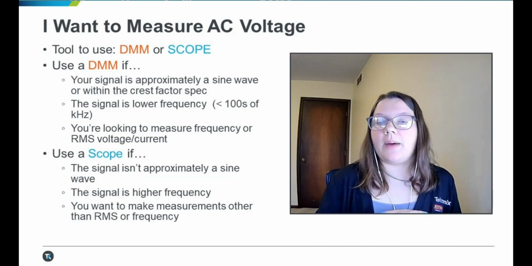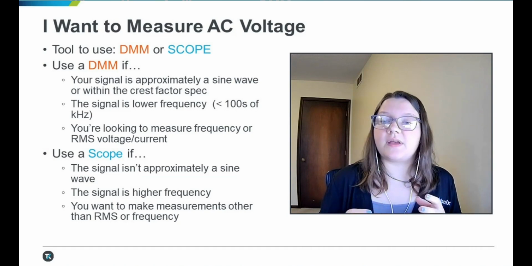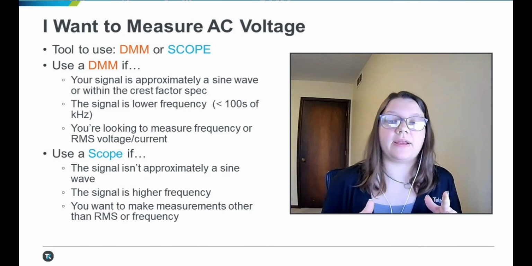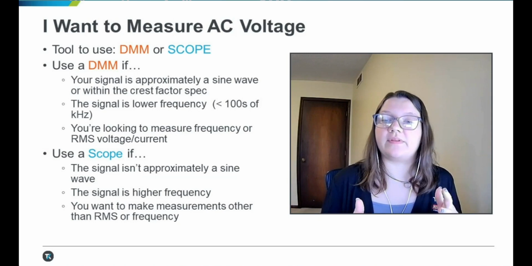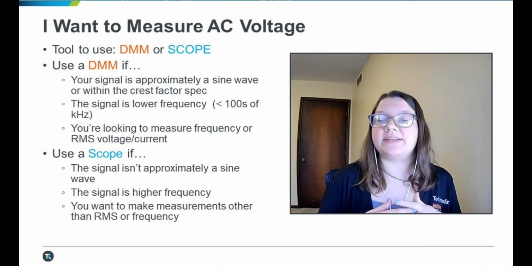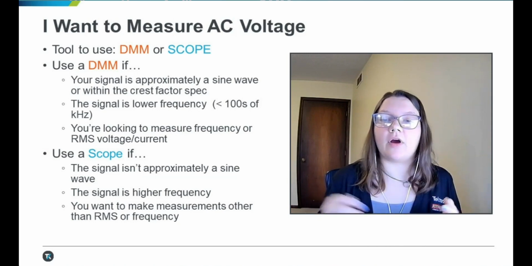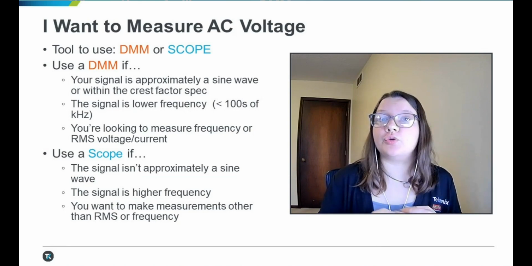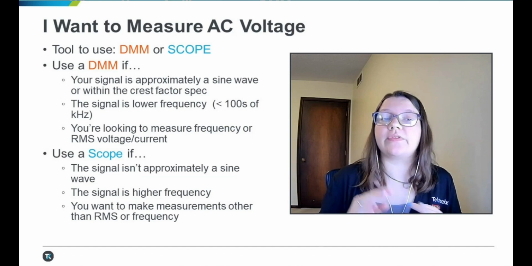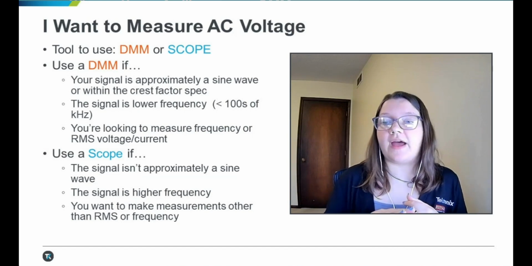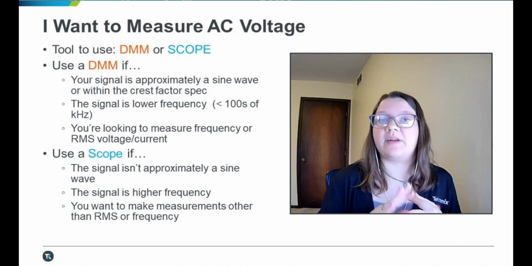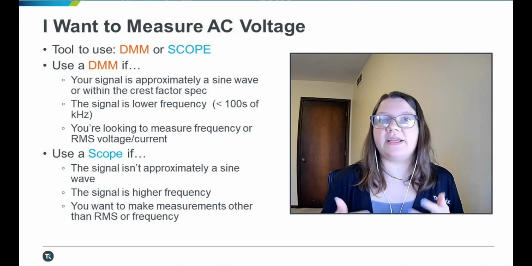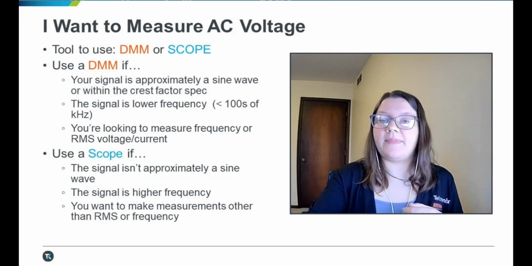In addition to RMS values, some DMMs do have functions to measure frequency or period, but again, we're stuck at those lower frequencies. So if you want to make a measurement outside of RMS values, like peak-to-peak voltage, overshoot, rise time, any of those, the scope is the best tool for that. It'll have built-in measurement functions that'll give you that value back. And that's just something a DMM is not capable of.